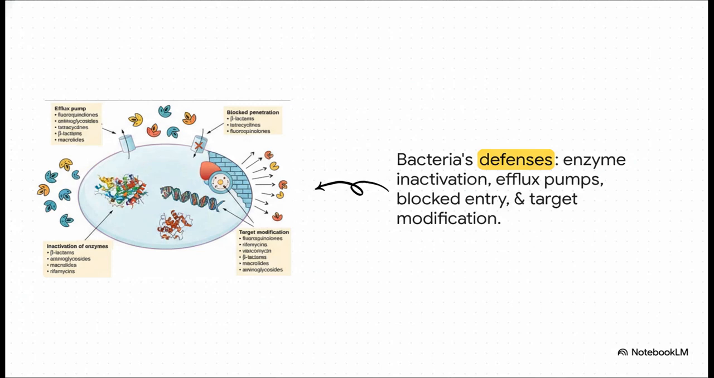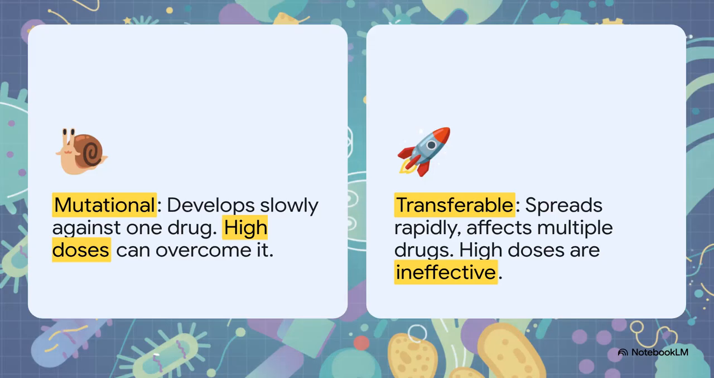Now, bacteria get these defenses in two main ways. The first is through mutation, which is usually a slow burn, kind of a gradual process.